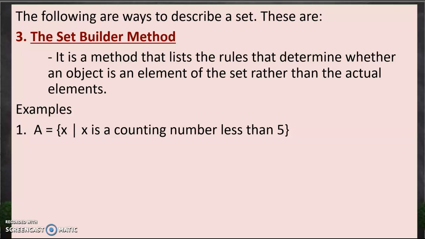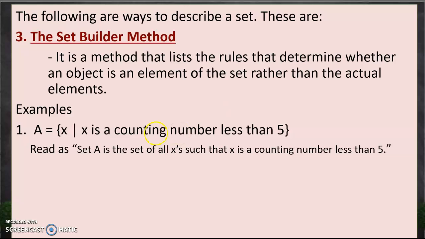So set A is the set of all x such that, where this bar means "such that," x is a counting number less than 5. So this is the rule. Let us say 1. 1 is a counting number less than 5, so it is true. Then 2 is a counting number less than 5. So when you substitute 1, 2, 3, 4, they will satisfy the given rule.